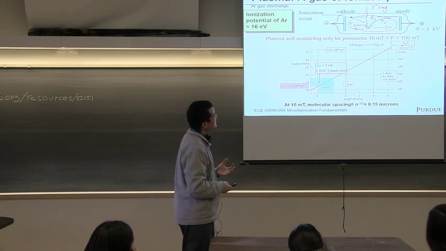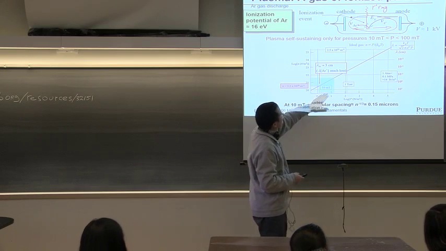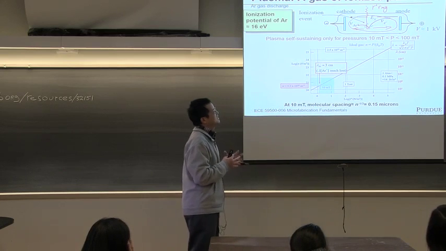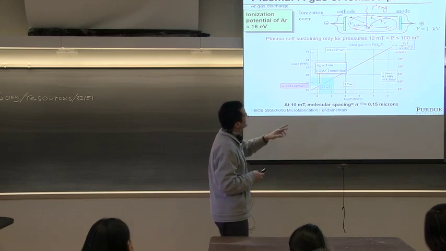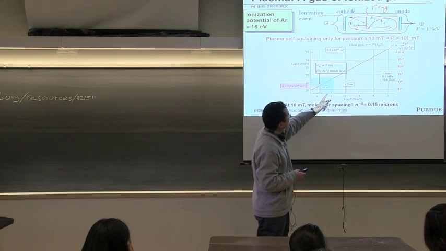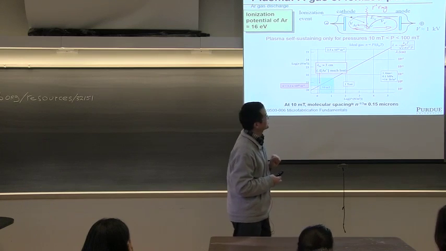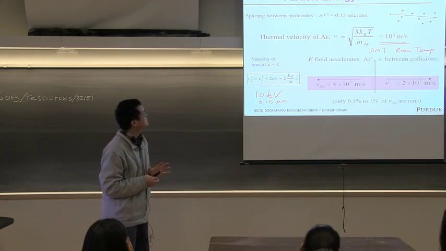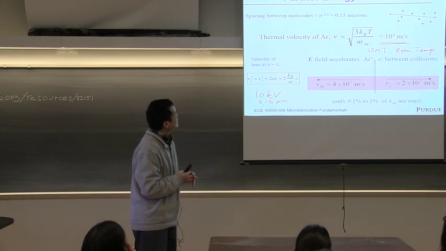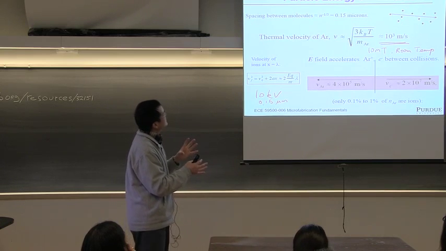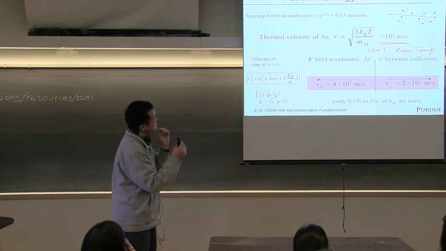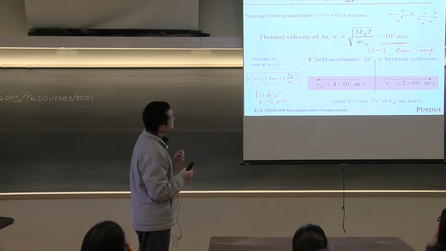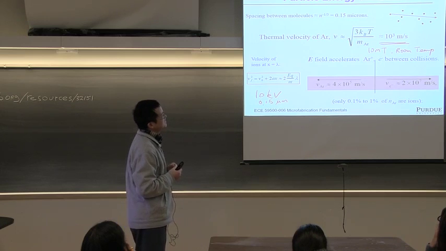It turns out that the plasma can only be sustained for certain pressures, right? And we claim that it's between 10 millitorr and 100 millitorr. We will try to explain why this is the case. So we'll look at the pressure, and basically we'll look at the particle energies in this plasma.